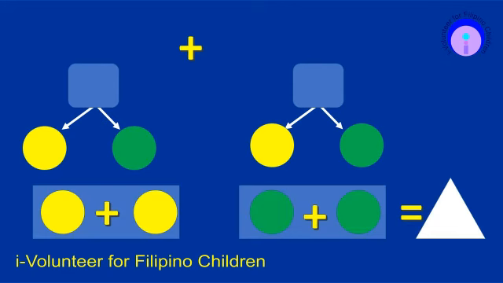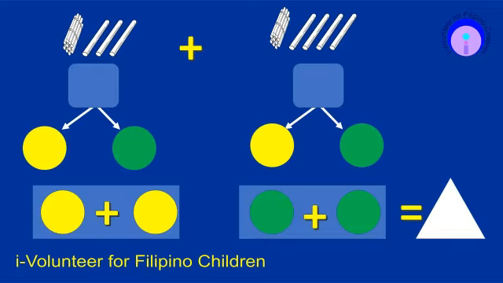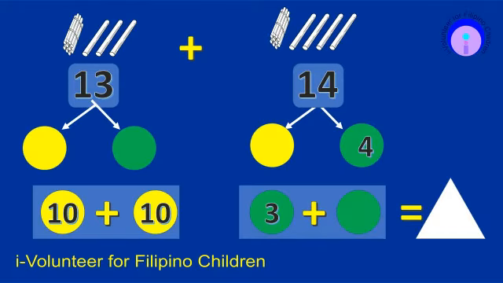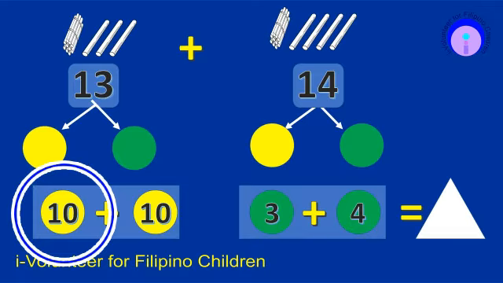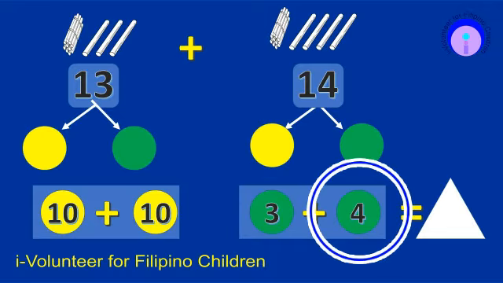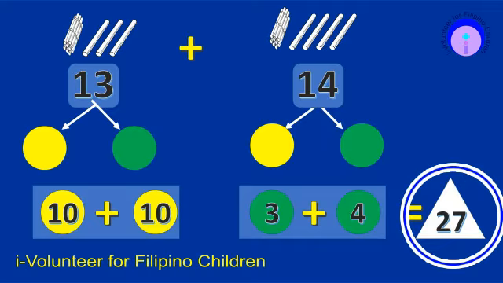Let's take a look with our first example. We are going to add 13 and 14. We are going to split both the numbers. 13 becomes 10 and 3, while 14 becomes 10 and 4. Our next step is to gather all the 10s and the 1s. 10 plus 10 is equal to 20, plus 3 is 23, plus 4 is equal to 27.